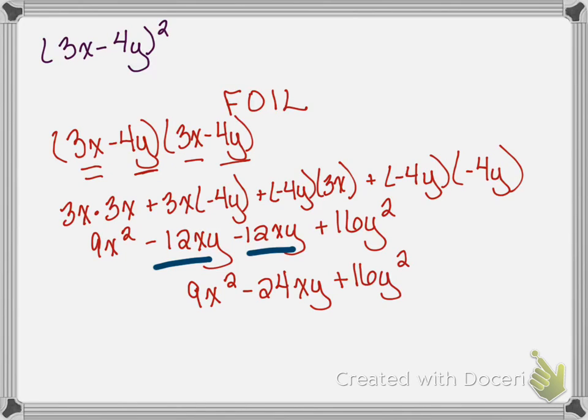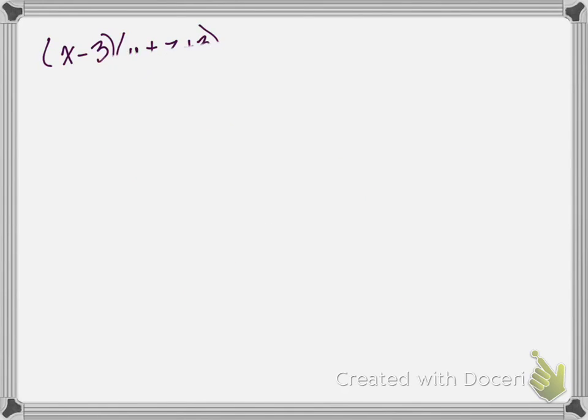Okay, can I go to the next one? Oh, I didn't think I wrote it down. Okay. The next one is 3a minus 2b times 3a plus 2b.